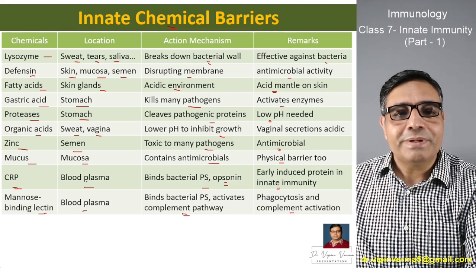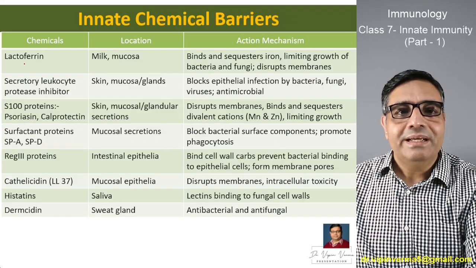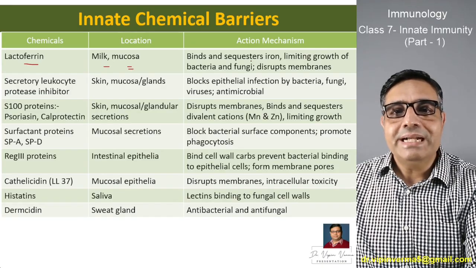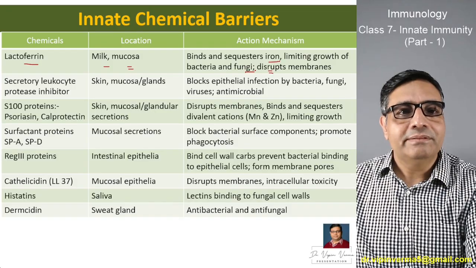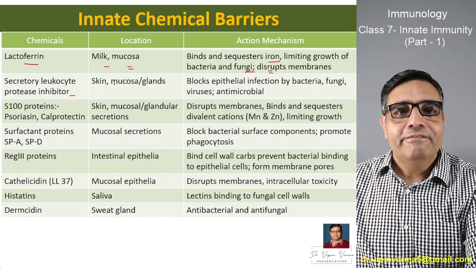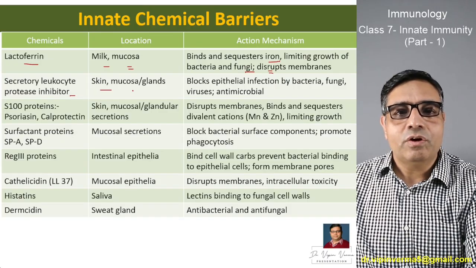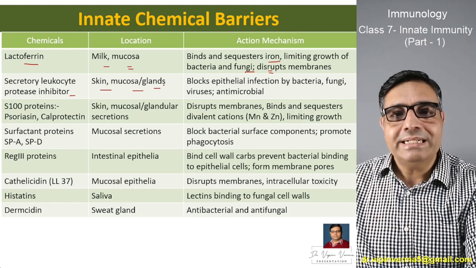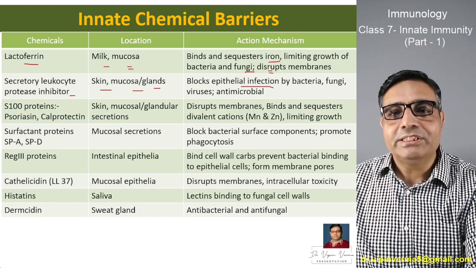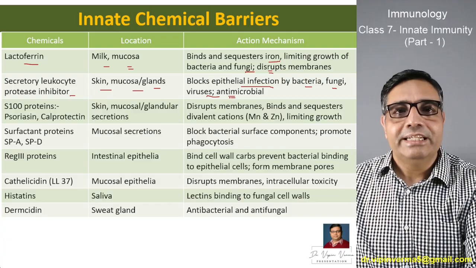So the CRP and mannose binding lectins are present in blood plasma. Then we have lactoferrin, which is present in milk and mucosa, and it binds and sequesters iron, limiting growth of bacteria and fungi, and also disrupts the membrane. Then we have secretory leukocyte protease inhibitor, which is present in the skin, the mucosa and mucosal glands, and it blocks epithelial infection by bacteria, fungi, viruses, and it is antimicrobial in nature.